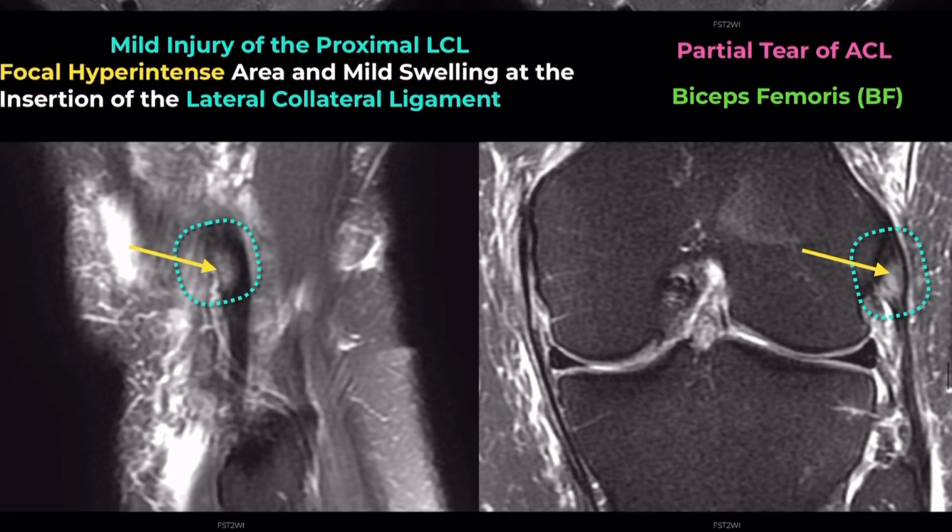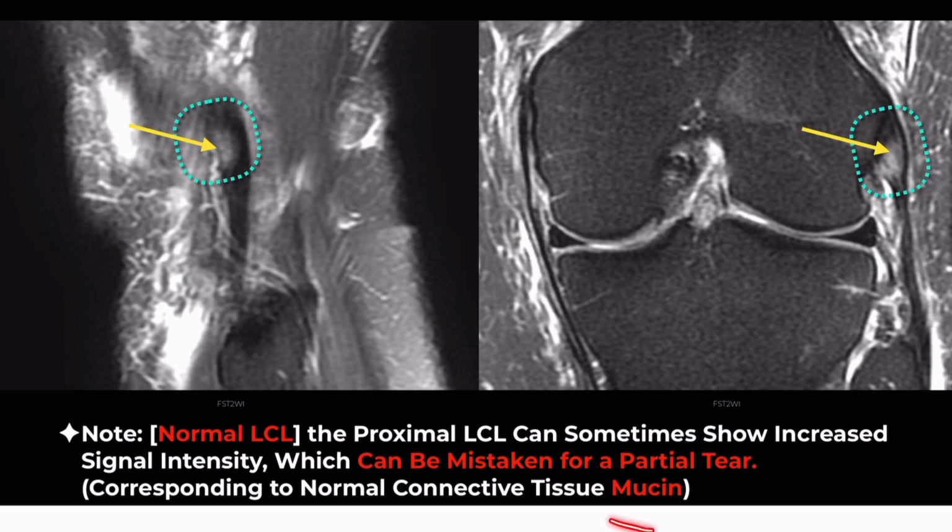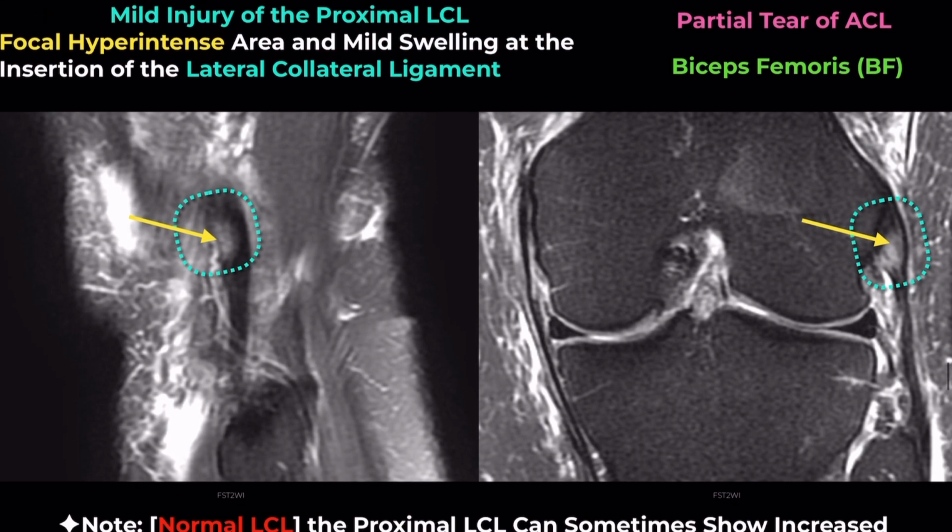The second point I want to talk about is that the proximal LCL can sometimes demonstrate increased signal intensity, which could potentially be mistaken for a partial tear. However, this increased signal may correspond to normal connective tissue mucin. So, in cases without a clear trauma history, we should consider this possibility as well.